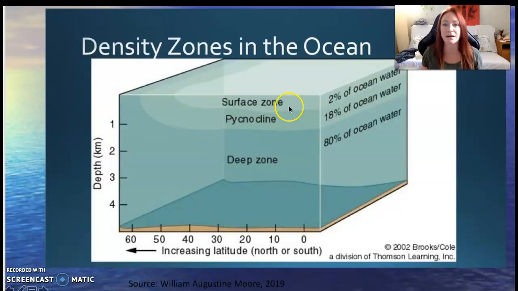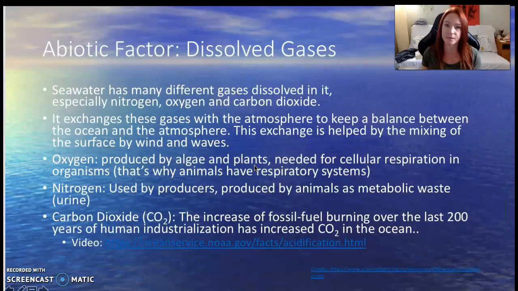And here's what that looks like if we graph it. The surface zone only encompasses 2% of the ocean, and yet that's where most of the living things are. And then we get the pycnocline, and the thermocline is kind of in between these two layers, and it's mostly dependent on the temperature of the water. And then we have the deep zone. That's most of the ocean.